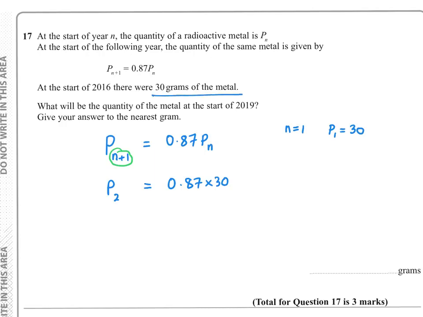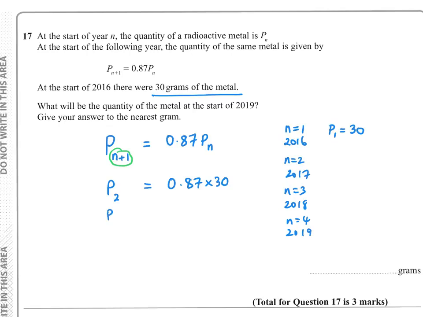Now, what will be the quantity of metal at the start of 2019? Well, if that was 2016, then n is 2 will be 2017, n is 3, 2018, so we want to go all the way up to n is 4.